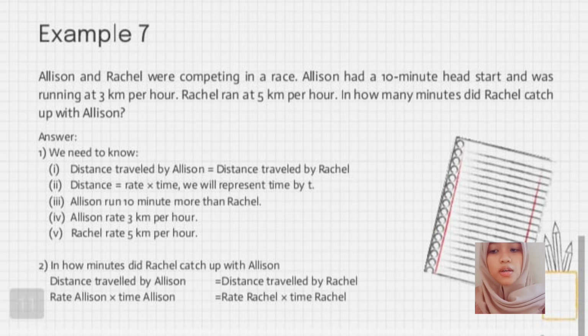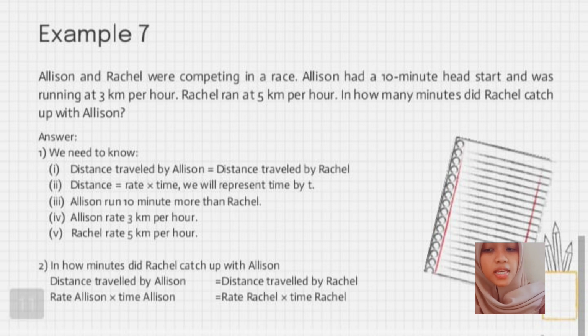And the answer, we need to know: 1. Distance traveled by Alison equals distance traveled by Russell. 2. Distance equals rate times time. We'll represent time by t. 3. Alison ran 10 minutes more than Russell. 4. Alison ran 3 km per hour. 5. Russell ran 5 km per hour. 2. In how many minutes did Russell catch up with Alison?